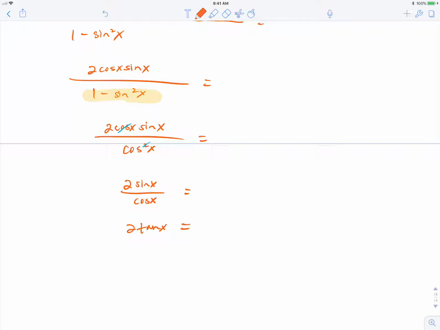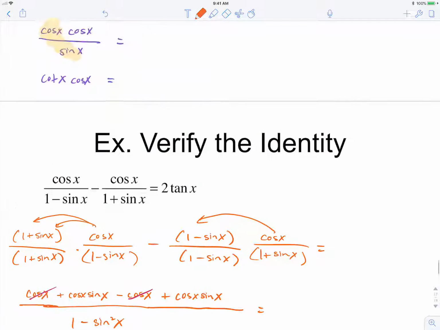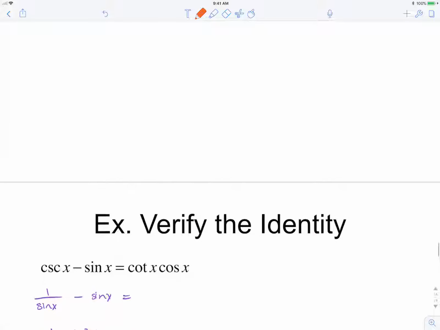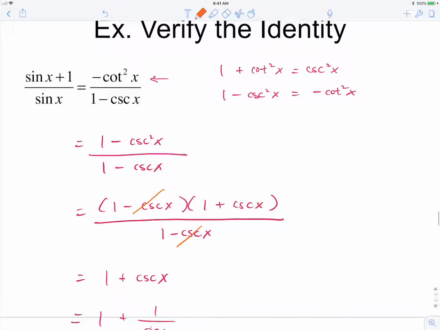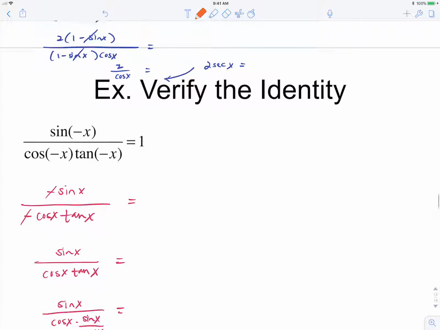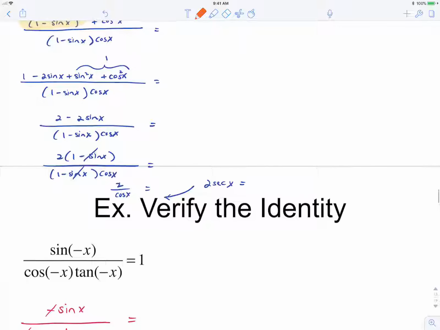Try not to get frustrated with these. Think of them as puzzles. Remember, you can work either side. And if all else fails, change everything to be in terms of sine and cosine. And we are going to tomorrow be adding some more identities to our toolbox.